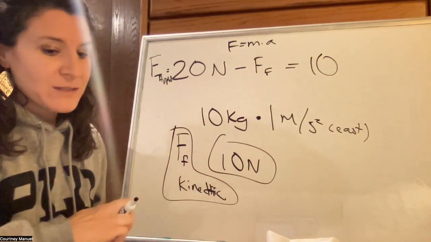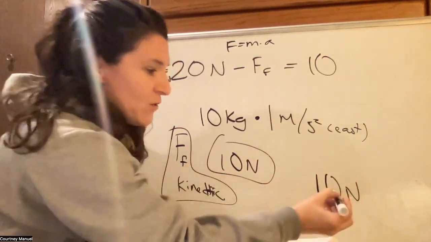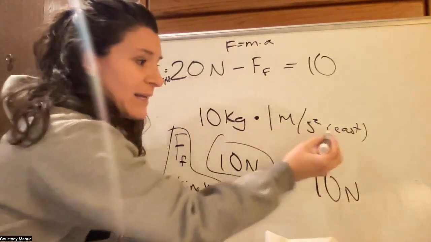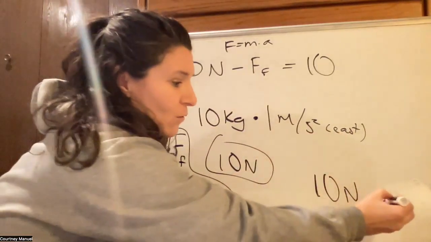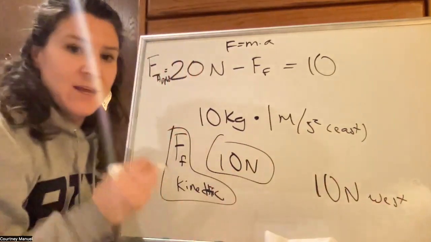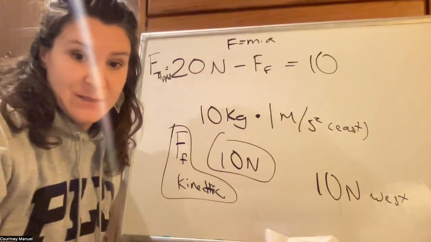So if you wrote 10 newtons, you're close. It's 10 newtons, and this is accelerating east. So which way would the friction force be applied? It would be west. 10 newtons west would be a complete answer. Okay, let's do the next one.